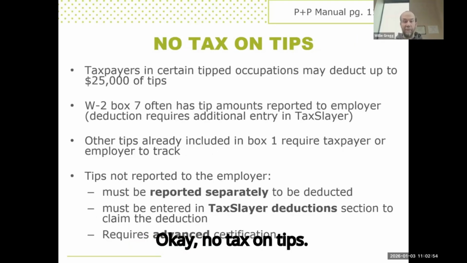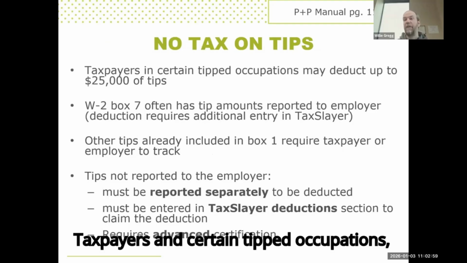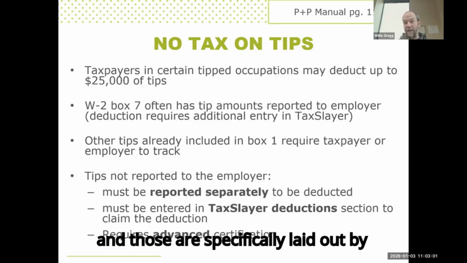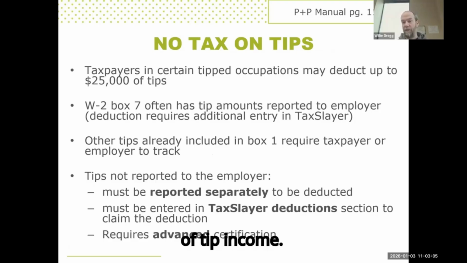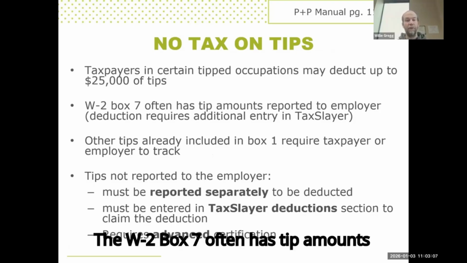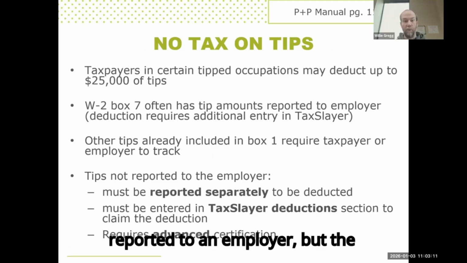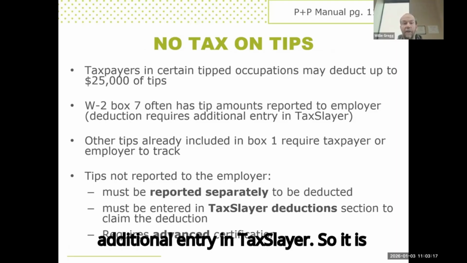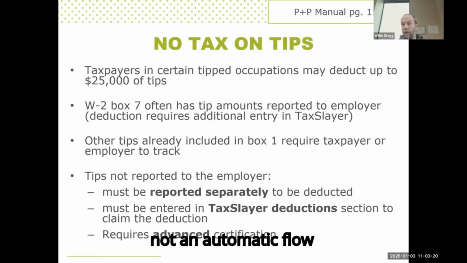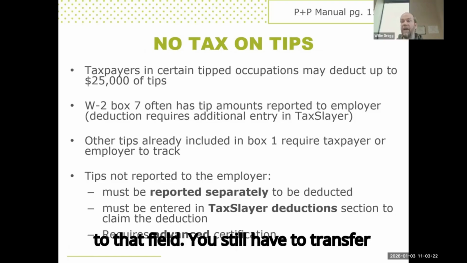Okay, no tax on tips. Taxpayers in certain tipped occupations, and those are specifically laid out by the IRS, may deduct up to $25,000 of tip income. The W-2 Box 7 often has tip amounts reported to an employer, but the deduction does at this point require additional entry in TaxSlayer. So it is not an automatic flow to that field. You still have to transfer it.